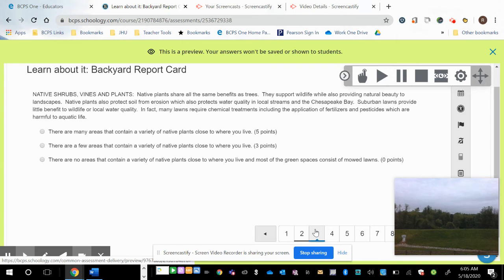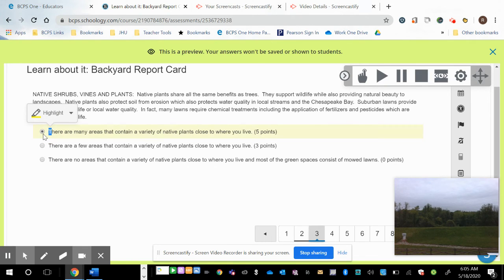If you have plants that were obviously put in by people, let's say decorative gardens, those aren't native and they're not good for us. If you see wooded areas that are taken over by the same kind of plant, chances are often those plants are non-native. So I'm looking out and I see a lot of variation. I have a lot of native plants. So it says there are many areas that contain a variety of native plants close to where you live. I'm going to click that.